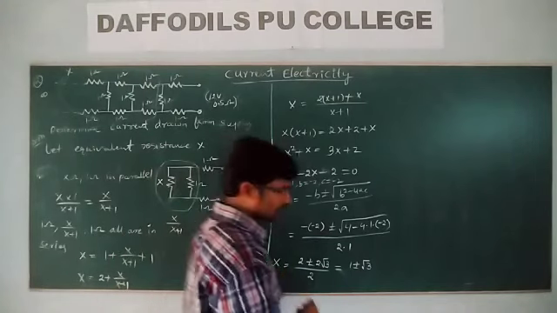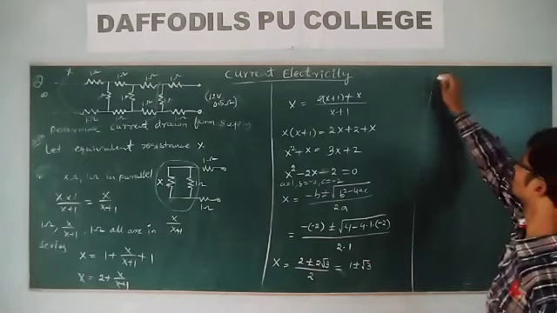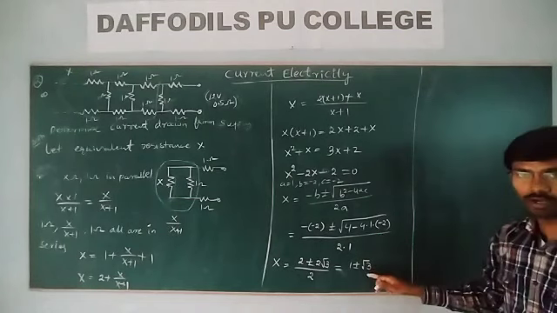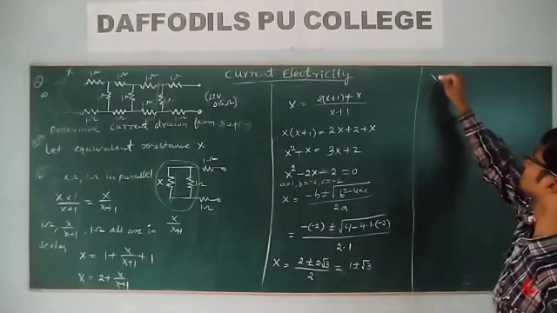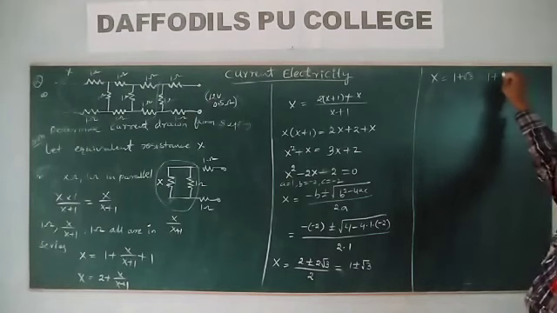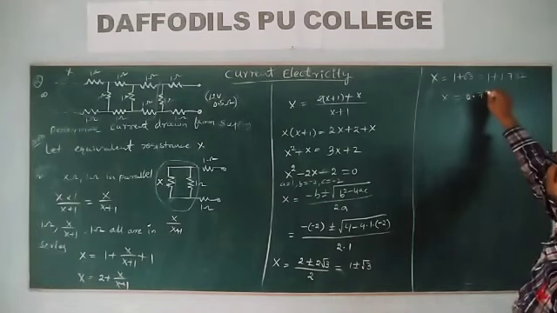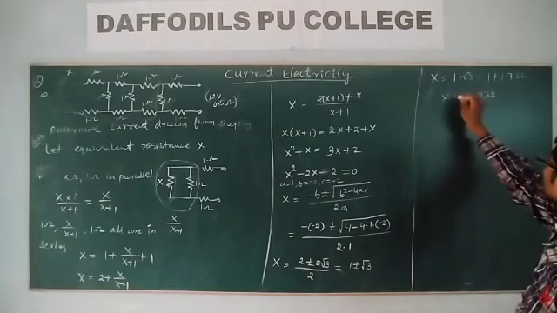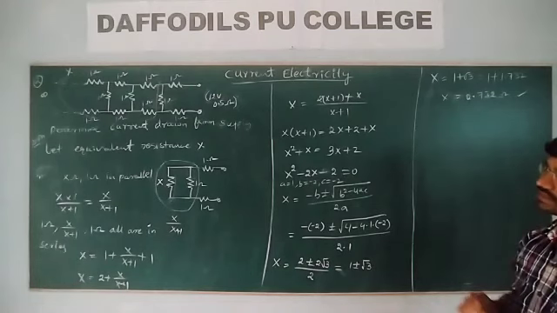Then what are the possibilities of the equivalent series network resistance? x is equal to 1 plus or minus root 3. But root 3 value is 1.732, and 1 minus 1.732 is not possible, because resistance cannot be negative. Therefore, x value is equal to 1 plus root 3, which is 1 plus 1.732, equal to 2.73. This is the equivalent resistance of the series network.